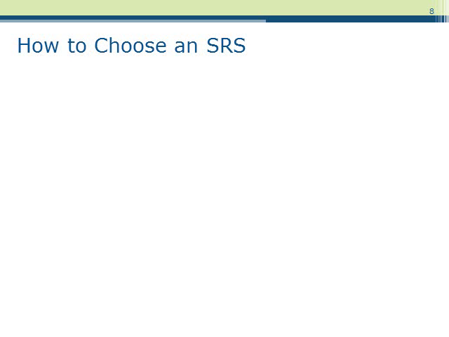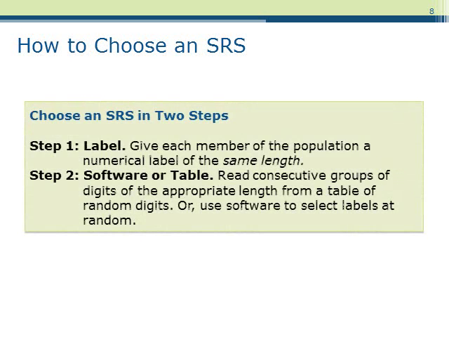In other words, knowledge of the first digit has no bearing on what the entry in the second digit is. Now that we know what a table of random digits is, we can finally select a simple random sample. First, give each member of the population a numerical label of the exact same length. Second, if we're using a table, we'll read consecutive groups of digits of the appropriate length from a table of random digits. Like we said, we could use a computer to do this for us as well.